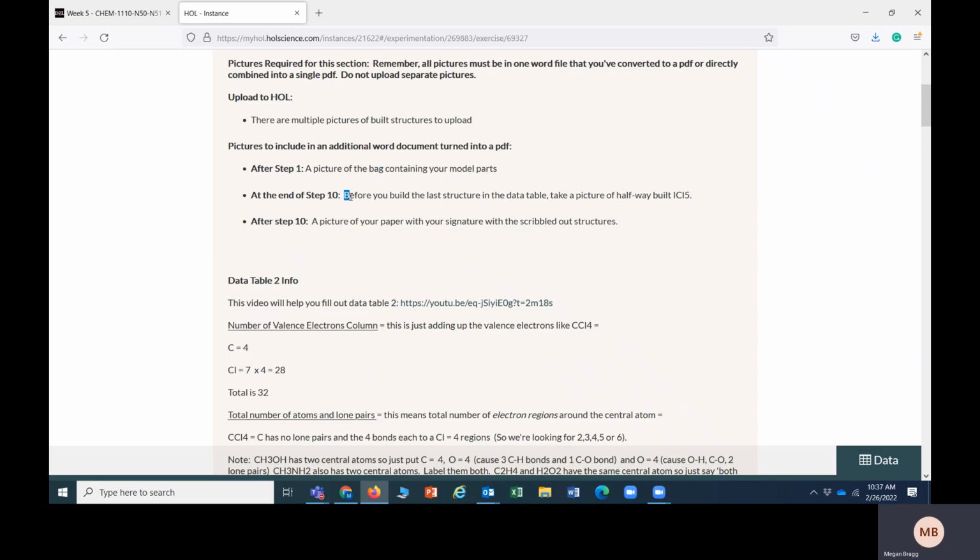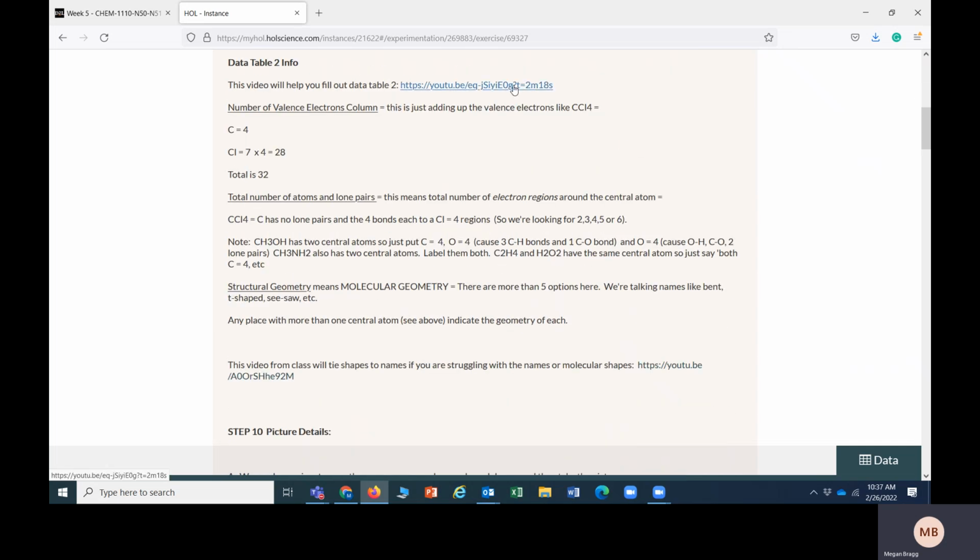After step 10, before you build the very last structure, take a halfway picture built of it. Notice that this is an I and then a Cl together. That's an easily mistakable one. After step 10, a picture of your paper with your signature and scribbled out structures, because you're going to have to draw the structures and then you can build them. It works a lot better that way.